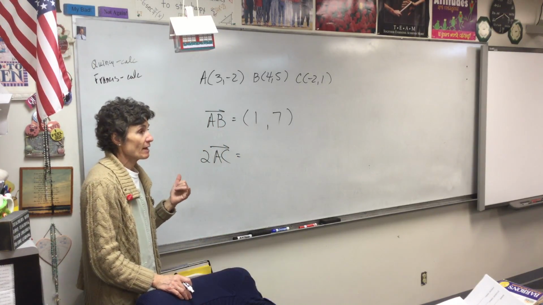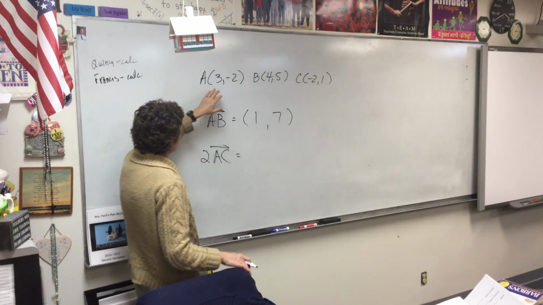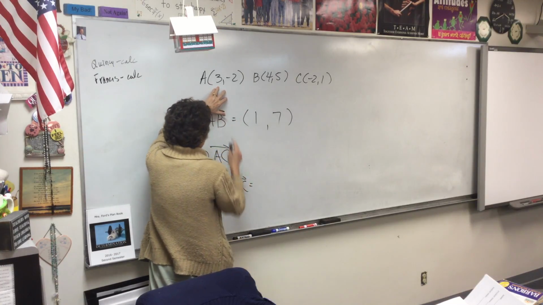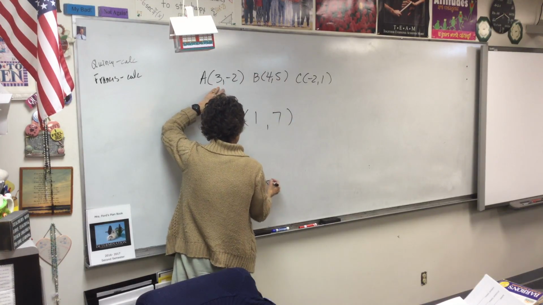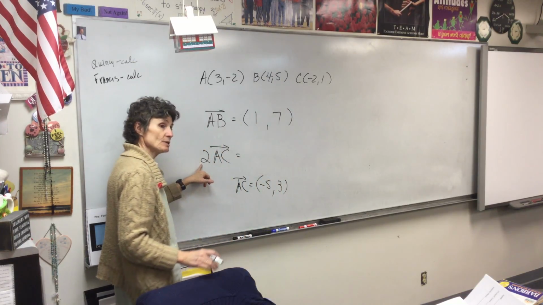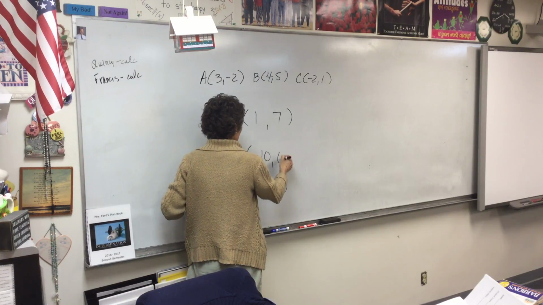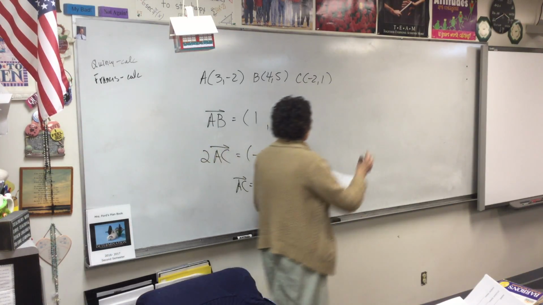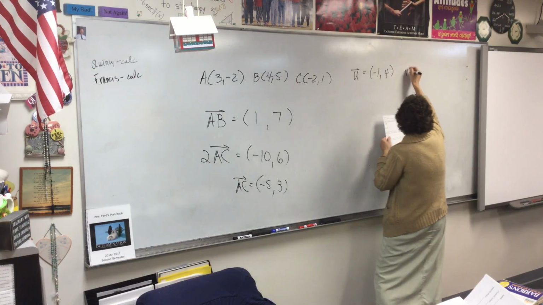All right, so first thing we have to do is figure out what AC is. So we're moving from A to C now. So I'll do that down here. From A to C. What is that? -5, +3. Now, what does that 2 tell me to do? Double it all. So that will be -10, comma 6. All right, now we're doing this.